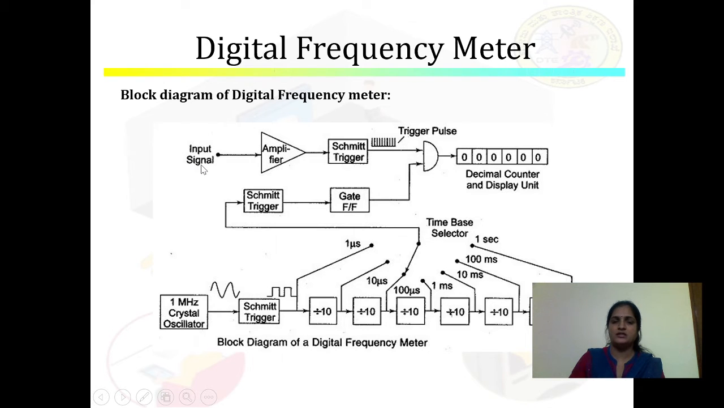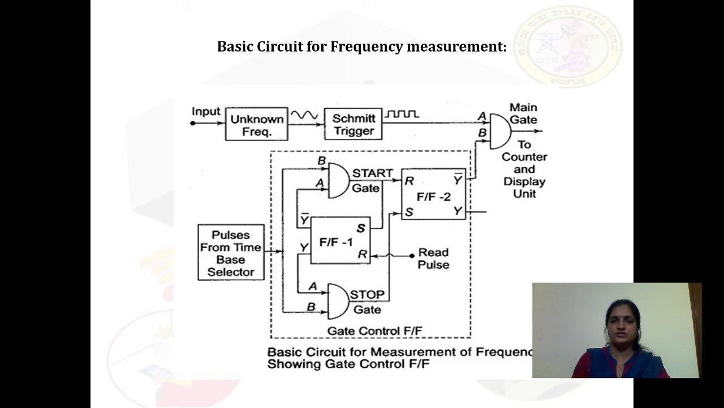Here we apply the input signal to the amplifier, and the amplifier output is applied to the Schmitt trigger. Then the train of pulses from the Schmitt trigger is applied to the gate, and the gate is enabled with one more option called the gate flip-flop. Here we are implementing the gate flip-flop concept. This is the actual diagram of the gate flip-flop concept.